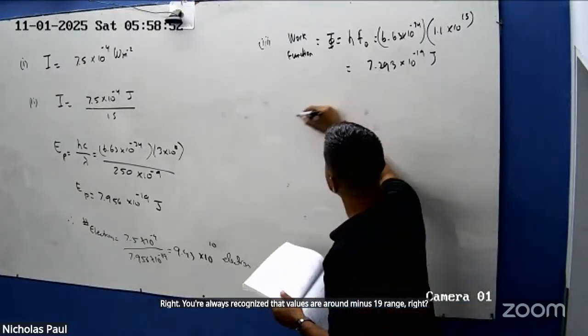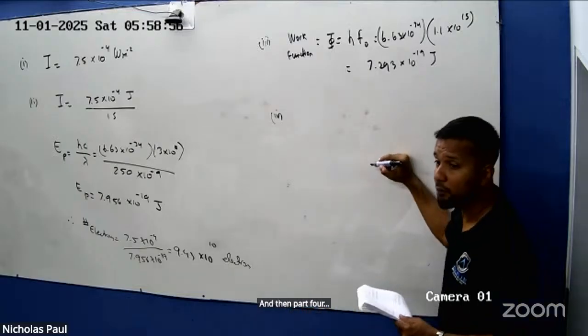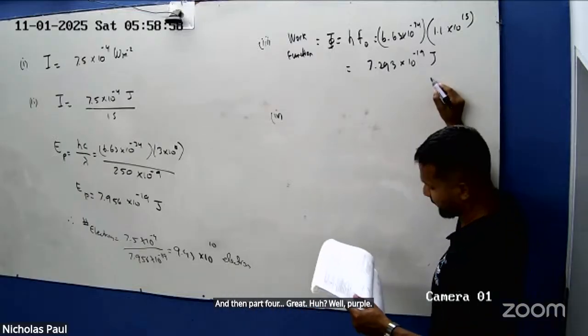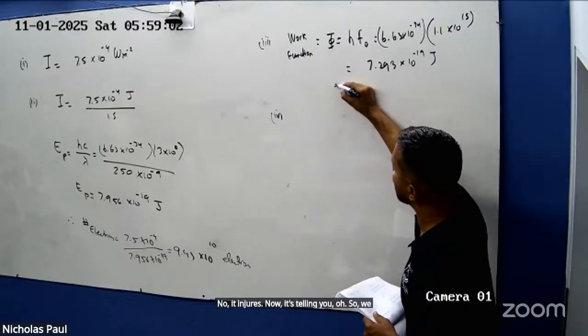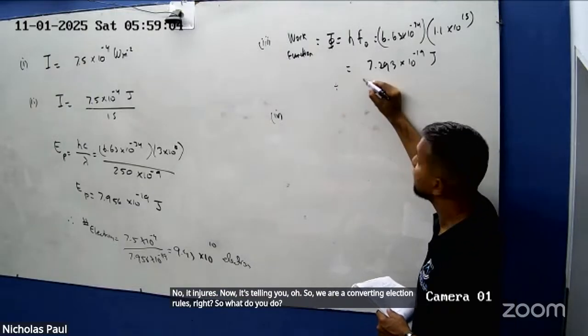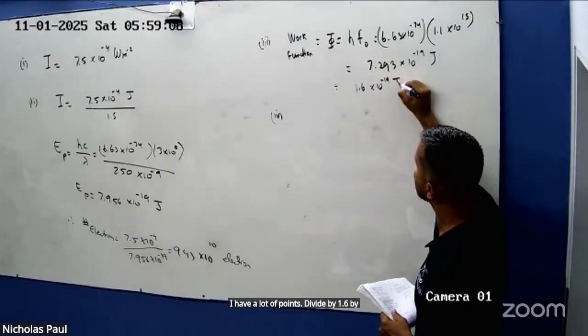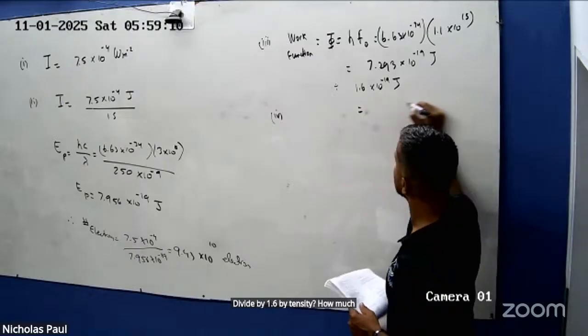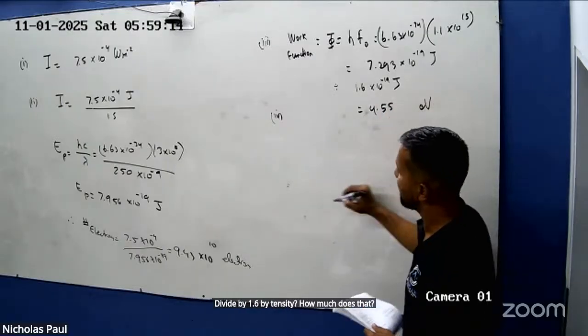And then part 4. It's in joules. No, it's still in joules. So we had to convert to electron volts, right? So what to do? Divide by 1.6 by 10 to the minus 19. How much is that? 4.55.